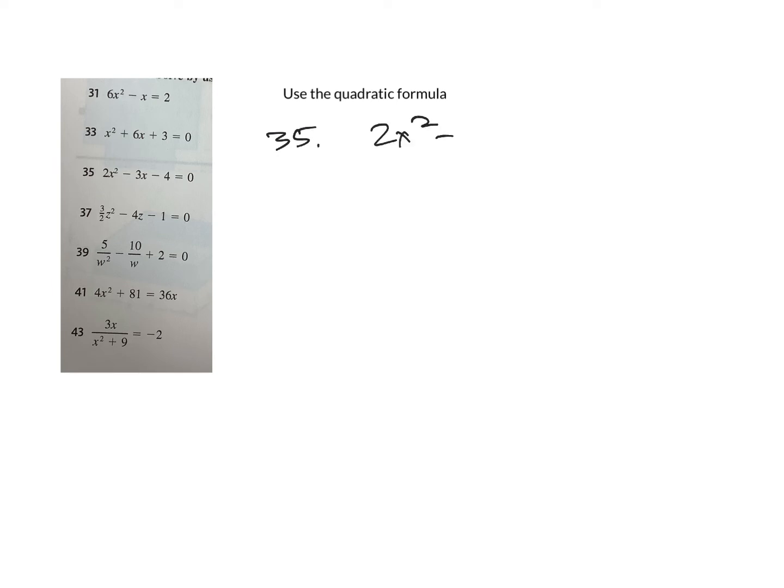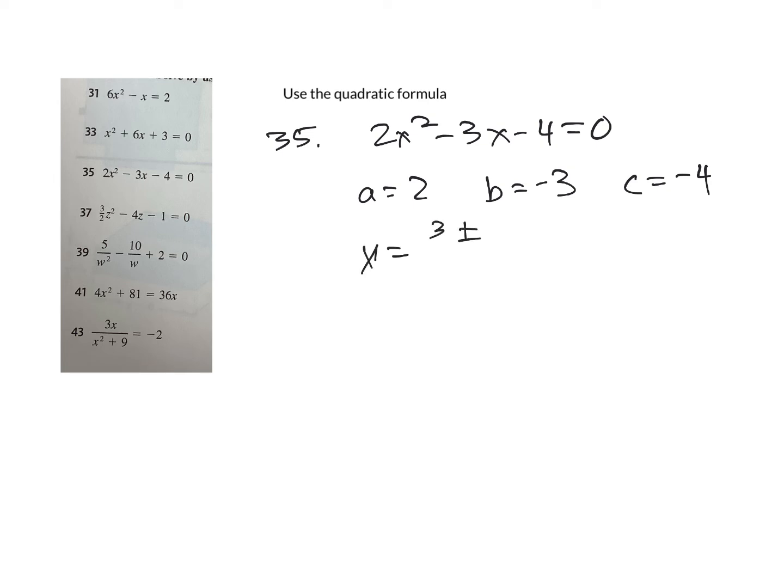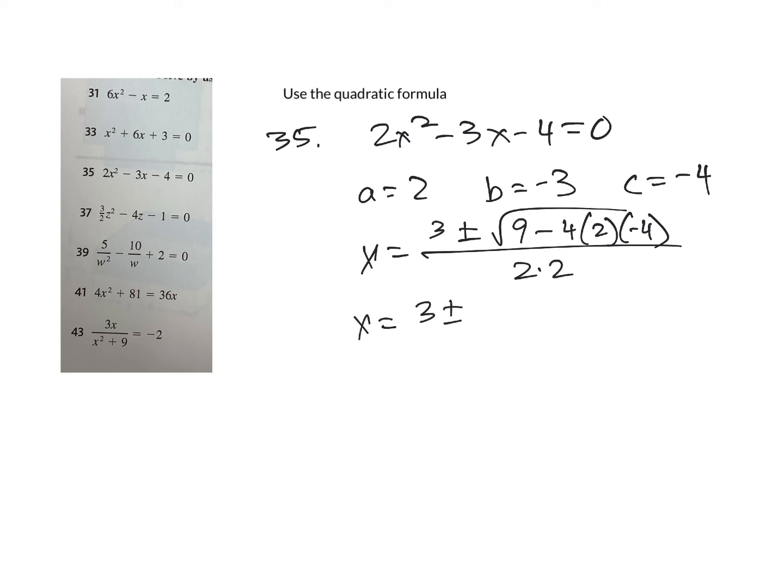2x squared minus 3x minus 4 equals 0. Everything's on one side, so a is 2, b is negative 3, and c is negative 4. Okay, so x equals negative b, which would be positive 3, plus or minus the square root of b squared minus 4 times a times c, all over 2 times a. So 3 plus or minus, what's under our radical? 4 times 2 is 8, times negative 4 is negative 32. So we have 9 minus negative 32, which becomes plus.